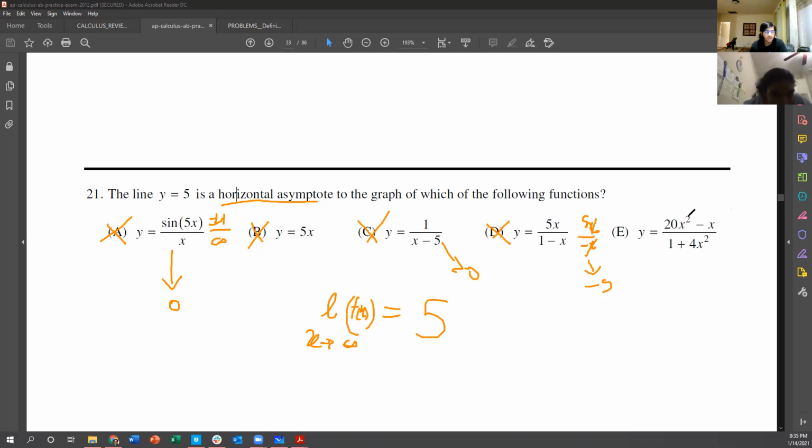For this one, we have 20x squared and 4x squared as the leading terms, the terms that have the most influence. So the x squareds will cancel. 20 over 4 is 5. That means this function approaches 5. That means E is the correct answer.